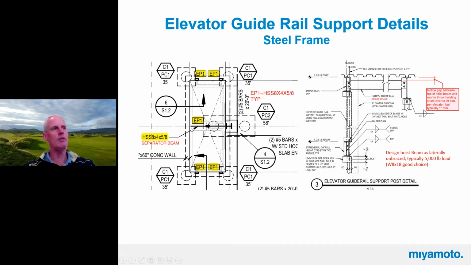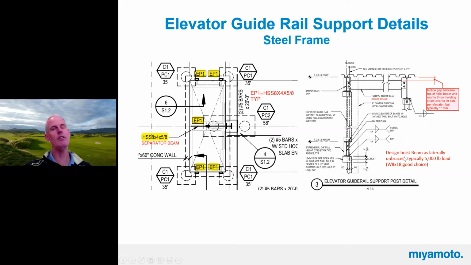So the separator beam is a beam that goes through the pit and across every floor. It's really just a place for the guide rail support post to land when you have multiple elevators, right? So we have an elevator in this box, and then one in this box, and they'll each have rails on either side. So we'll design that for the same forces as well. And on the right is our typical elevator guide rail support system details for a steel building.